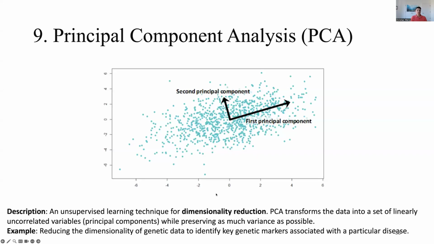Number 9, principal component analysis, PCA. So it's an unsupervised learning technique for dimensionality reduction. PCA transforms the data into a set of linearly uncorrelated variables, that's the principal components, while preserving as much variance as possible.